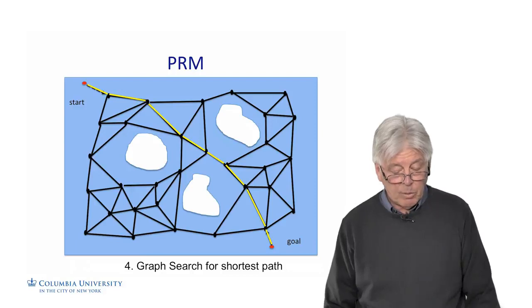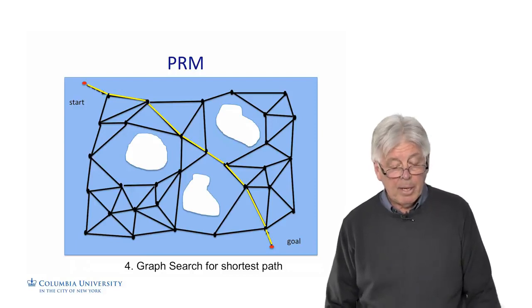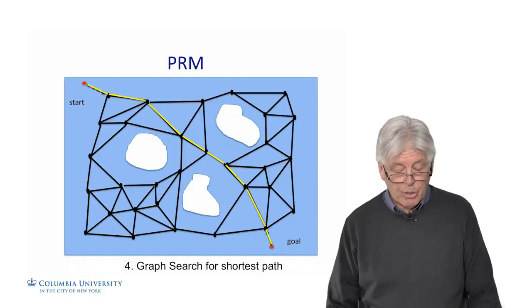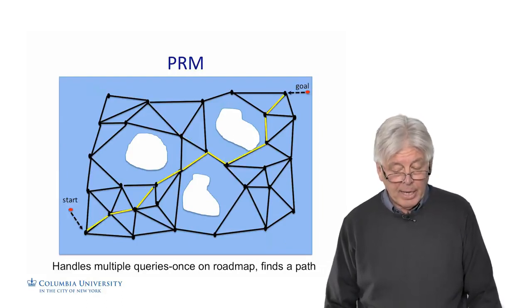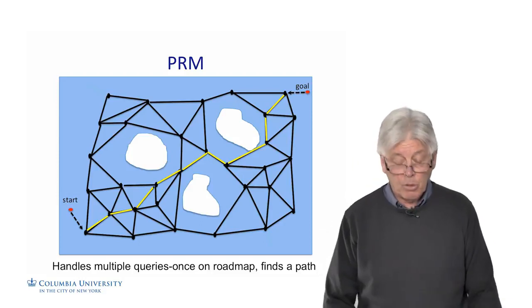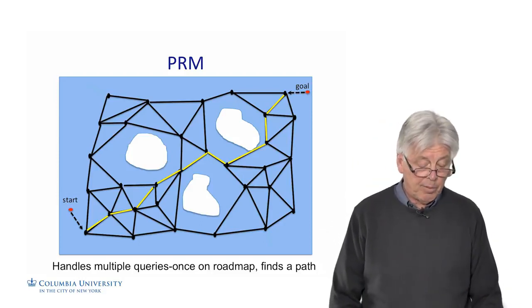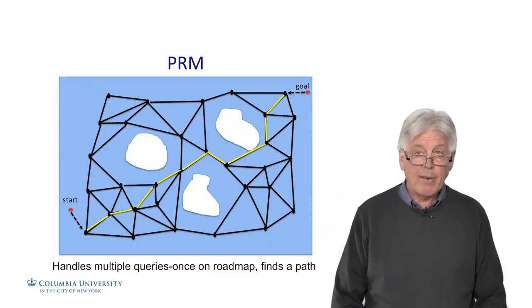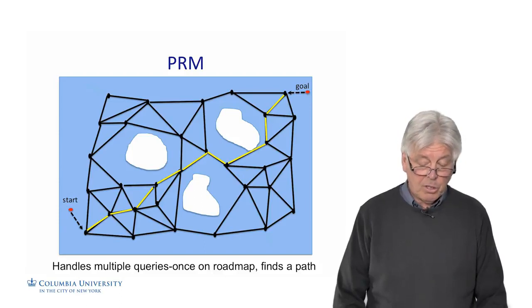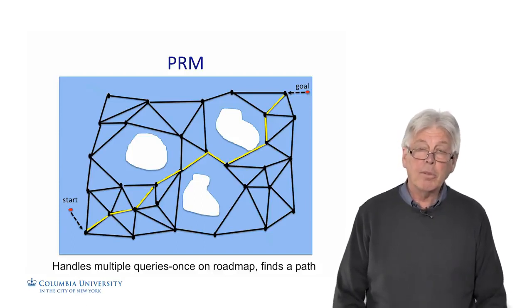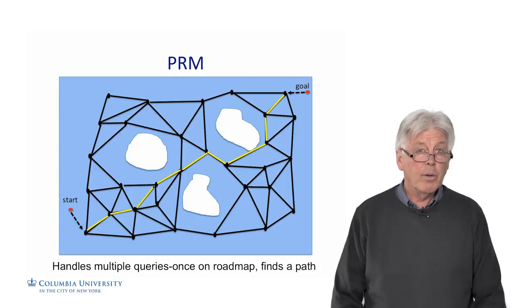So as you see here, once we connect start and goal to the roadmap, then we can use A-star search to find the shortest path. And again, it handles multiple queries. So once you're on the roadmap, you can find a path. All you have to do is have a start and a goal that finds the position on the roadmap. And this is why you want to sample the space entirely, so you have the ability to go from any place to any other place.